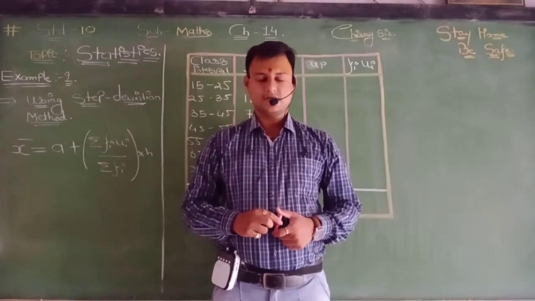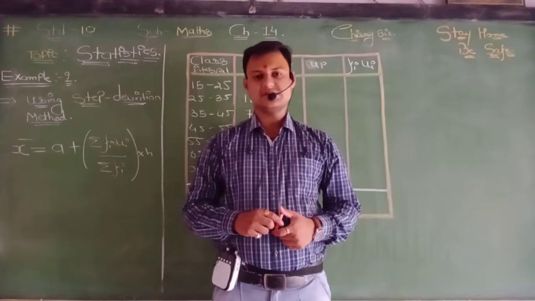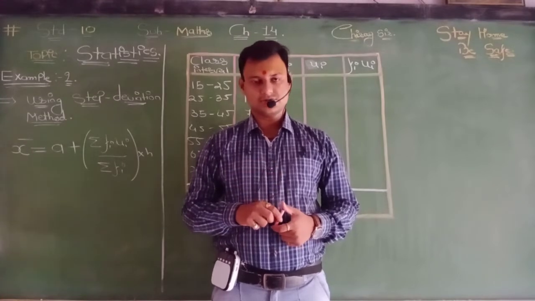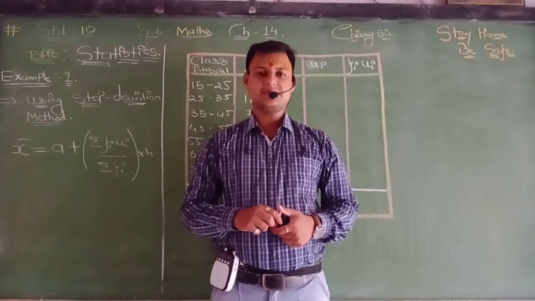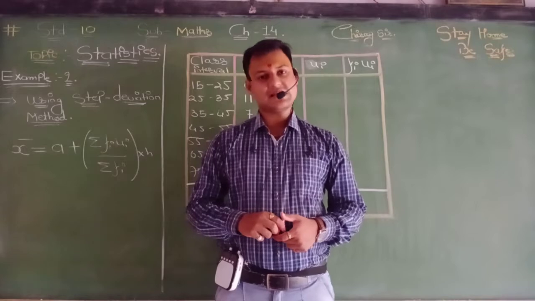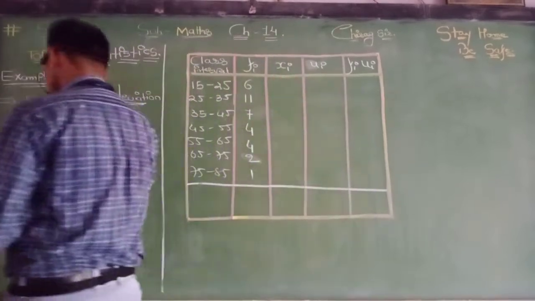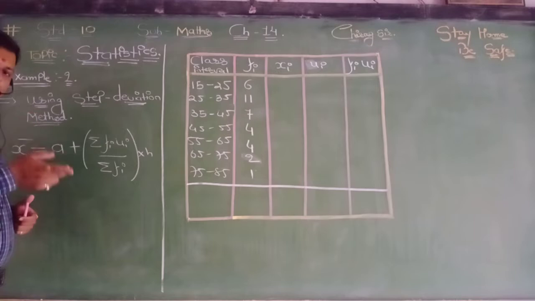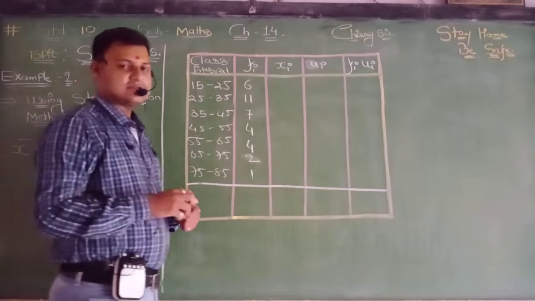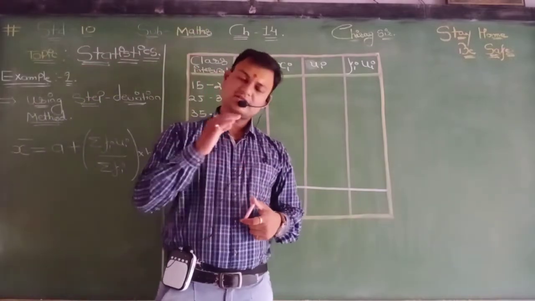What is the formula? The formula for step deviation is x bar equals a plus sigma fi ui divided by sigma fi, into h. Okay, dear students, I am taking the same question, example number 2. With the help of this example, I have taught you the direct method and the assuming mean method. You know what answer we are getting for the mean: 39.71.